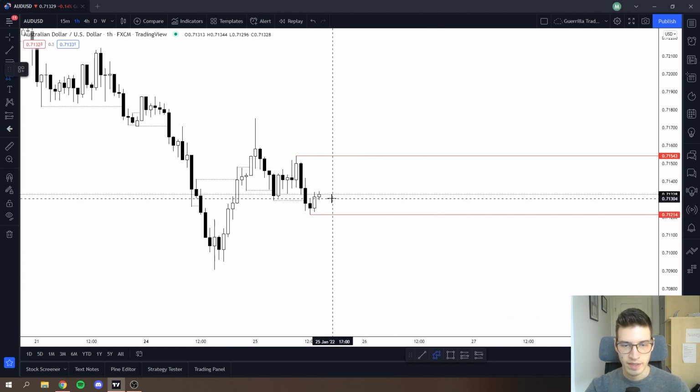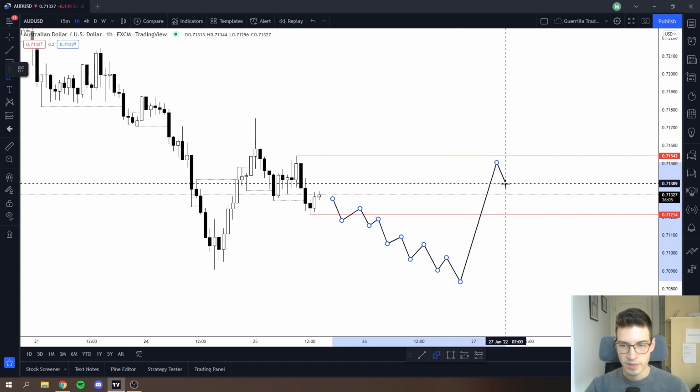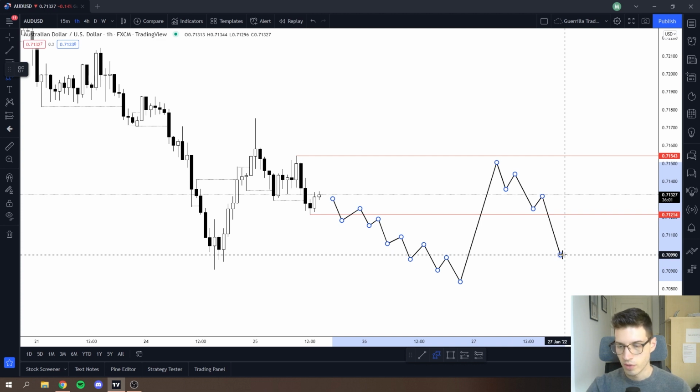What can happen, so we can get more of a descending here, and then I would look for an impulse to the upside, and I would look for a flag or maybe a combo, so a bullet trade.